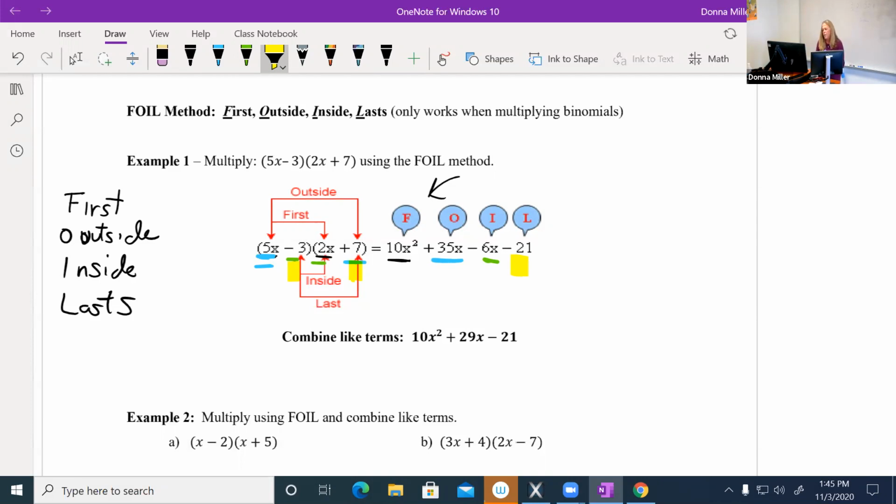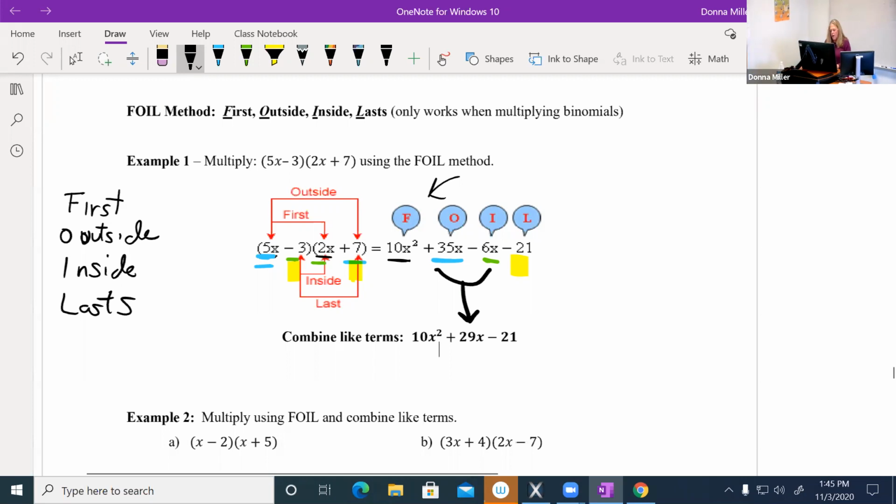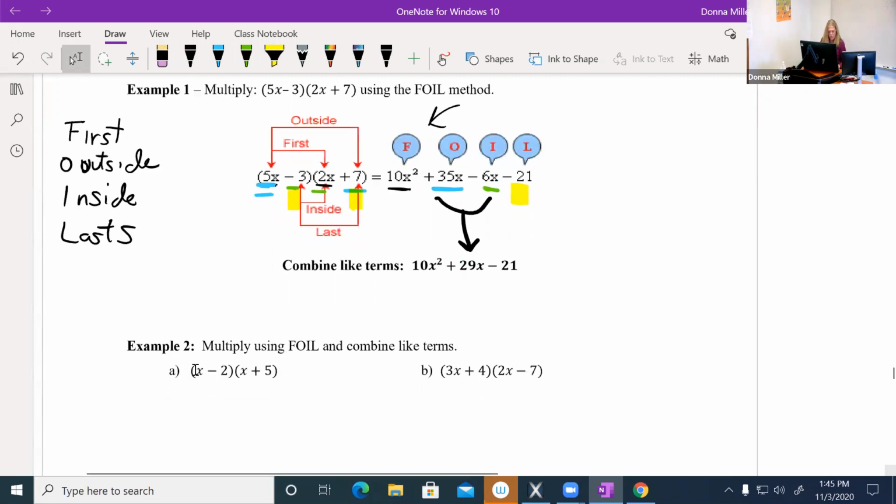All right, now we're not done, I should say there, because we have to combine like terms. The outsides and the insides combine because they're the same. So 35 minus 6 is 29, right? So we make it 29x. All right, is that right? You guys remember FOIL? High school? Yeah. All right, so we're gonna practice doing a couple by FOIL just to make sure we're in good shape here.